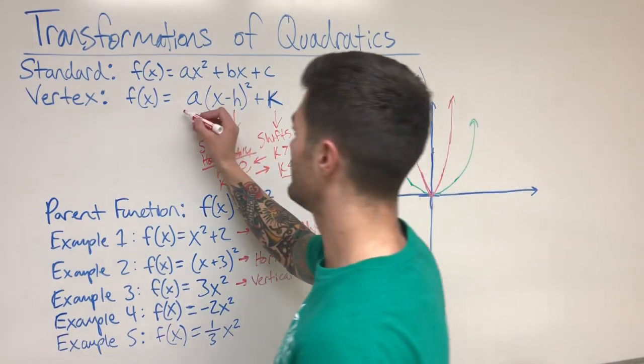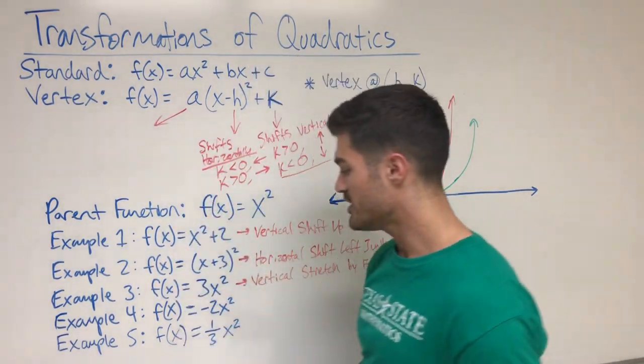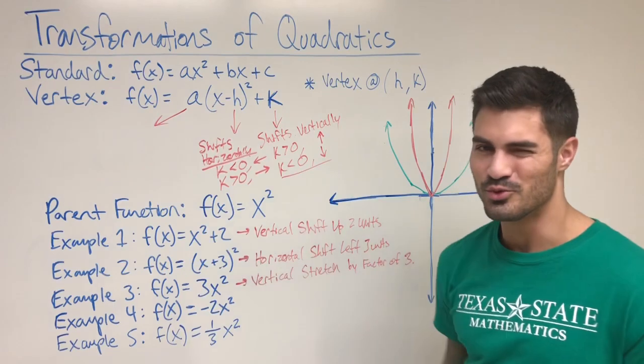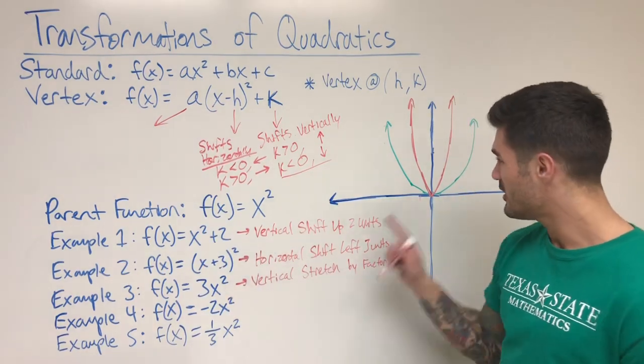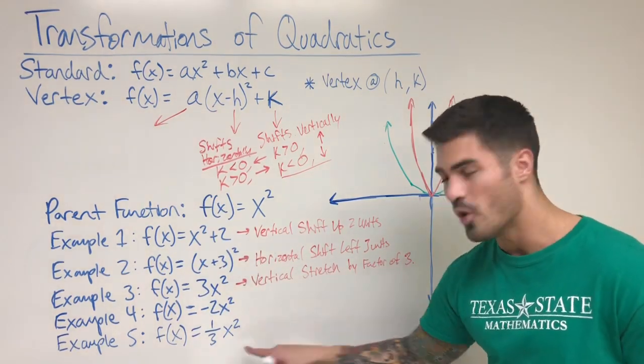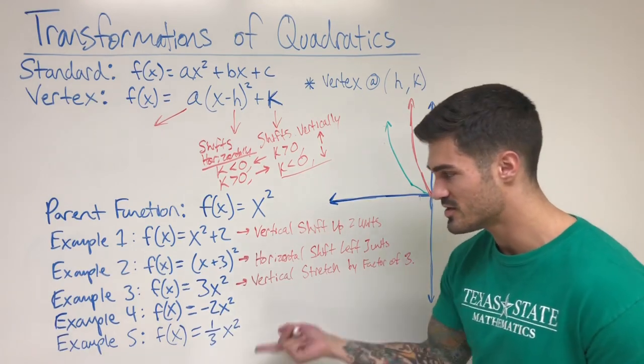Our a is 3, right? But I want to wait till we do a couple more examples before we write the rules for that, okay? Let's actually go ahead and, on the same graph, graph 1/3 x squared, okay? Because it's a similar idea.